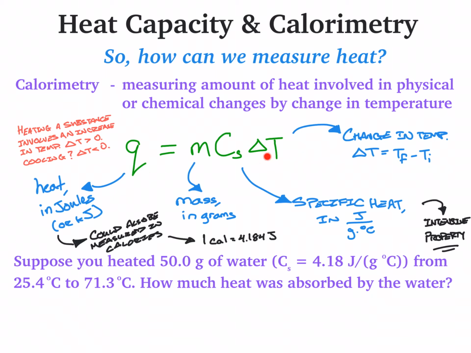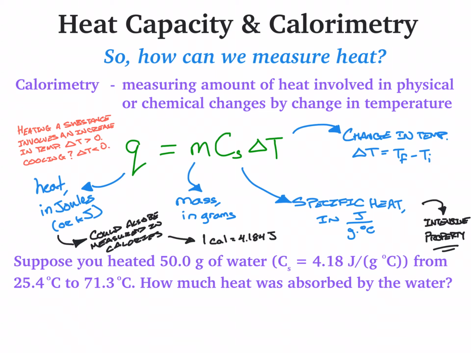Now, what this means is that the heat involved, which is often in joules, you can convert it to kilojoules, but it's often in joules, is equal to the mass of the substance that we're heating up in grams, times its specific heat, which we will talk about in just a moment, but it has units of joule per gram times degrees Celsius, multiplied by the change in temperature, where the change in temperature is the final value minus the initial value.